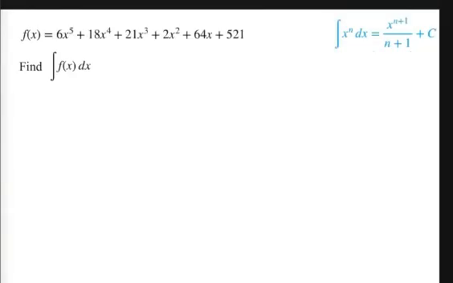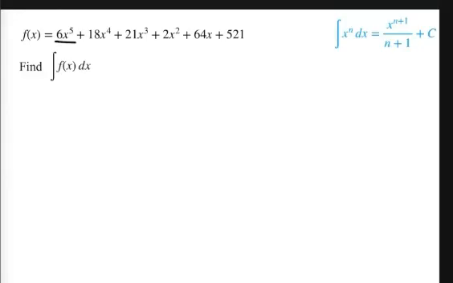The next one, we're finding the integral of 6x to the power of 5 plus 18x to the power of 4 plus 21x to the power of 3 plus 2x to the power of 2 plus 64x plus 521, a pretty complex integral. Now let's move to this longer polynomial. Just like with derivatives, this may look more complicated because there are more terms, but the process is still very manageable. Let's integrate one term at a time.